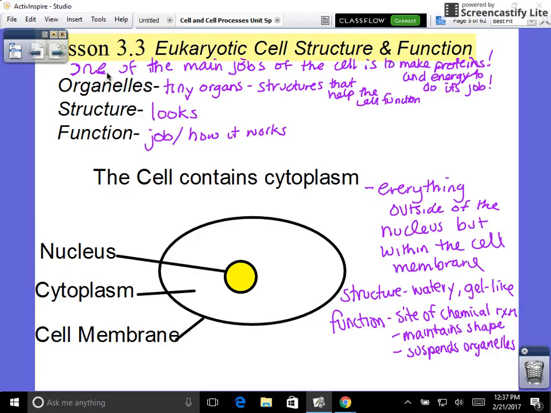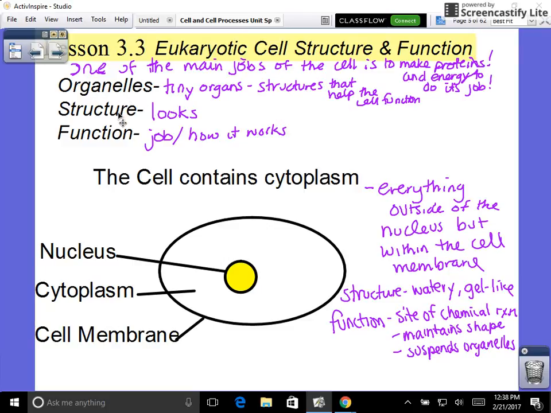What we want to point out is that the main job of eukaryotic cells is to make proteins. It's actually an important job for the prokaryotic cell as well, because without proteins, life wouldn't exist. The cell is also going to need energy to do its job, so it has to make sure that it creates that energy. To do that, there are a bunch of tiny structures that work together to help the cell function, and these are called organelles.